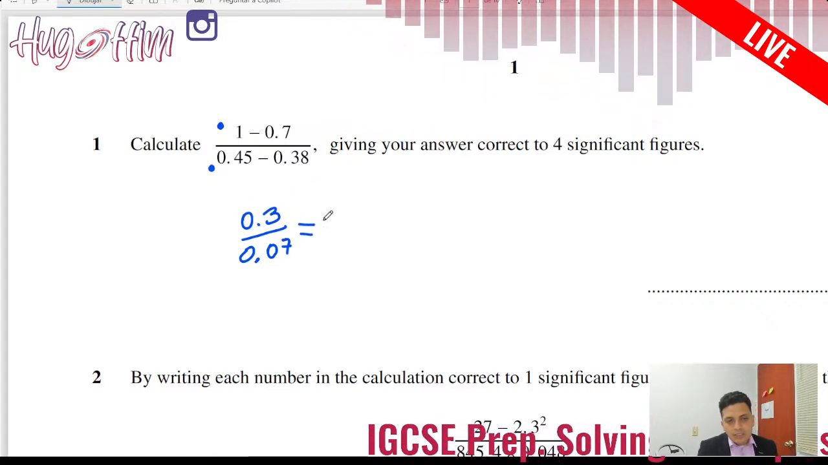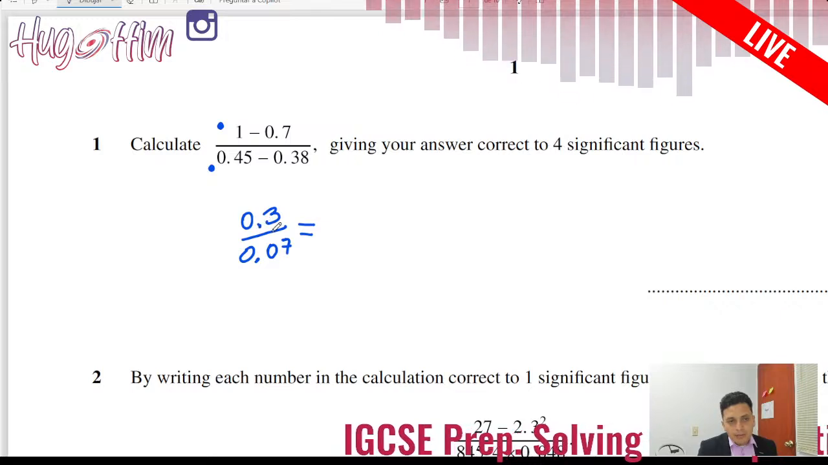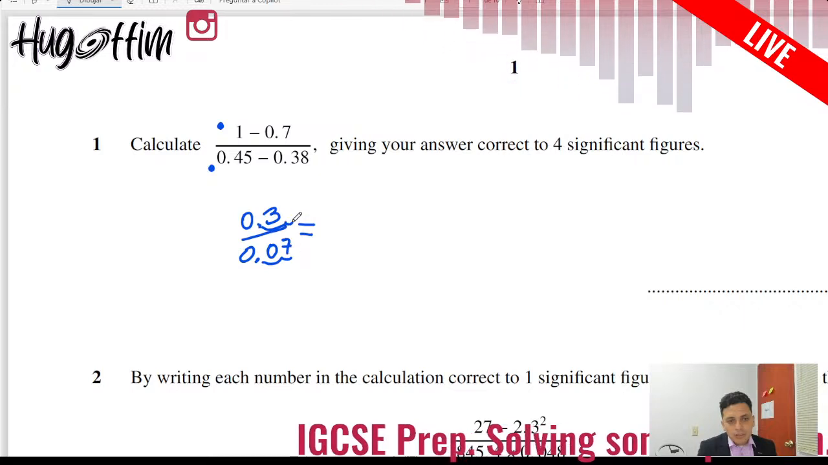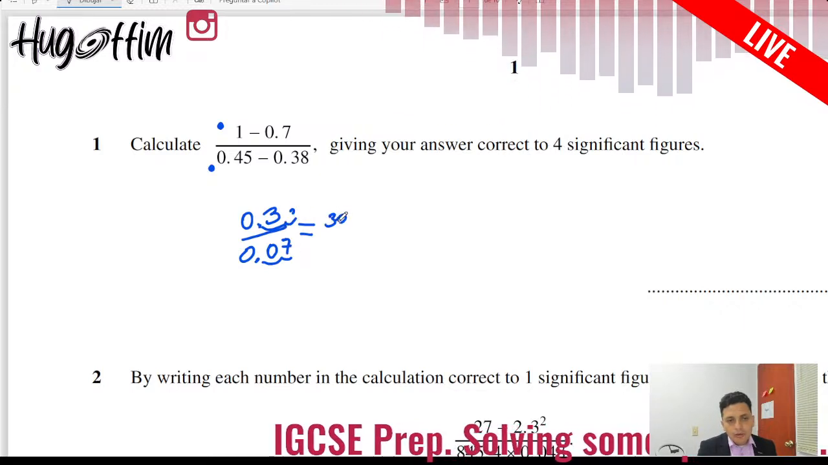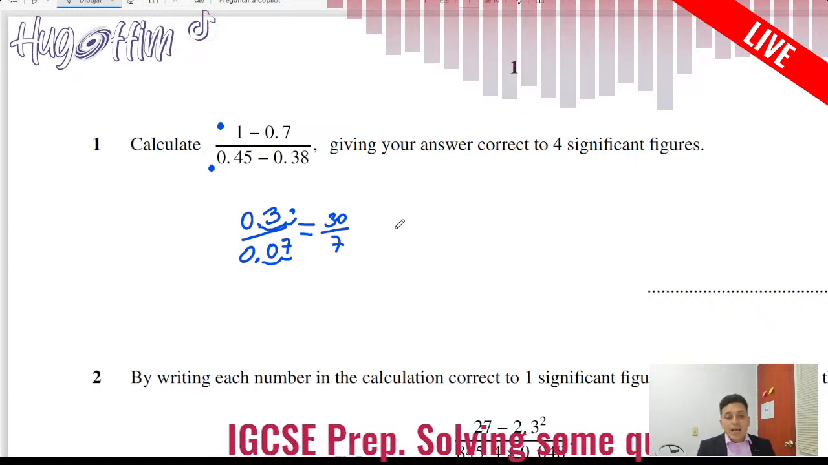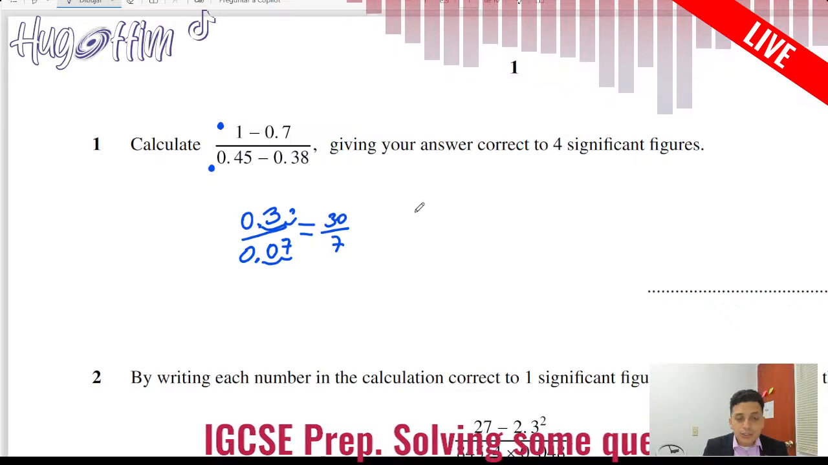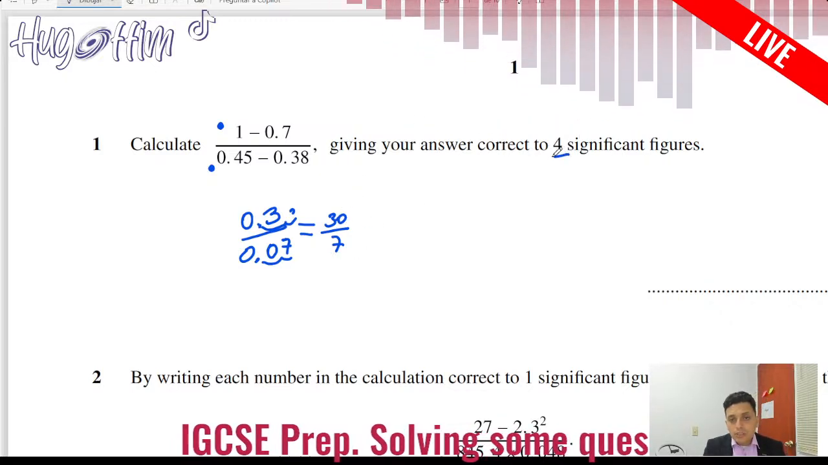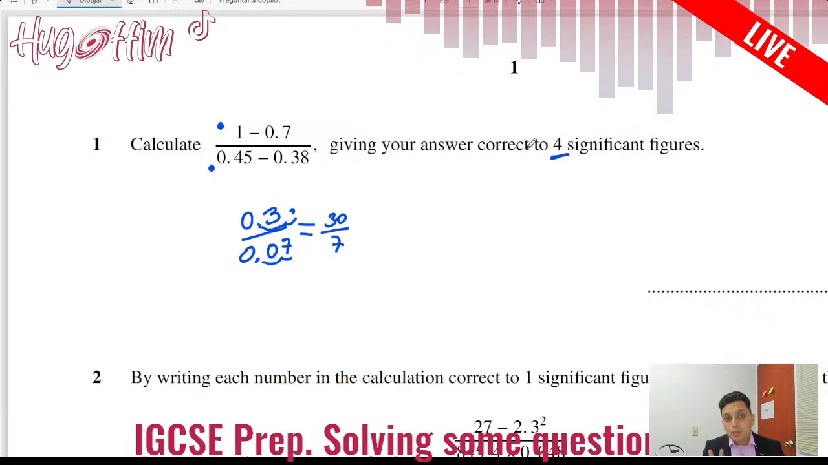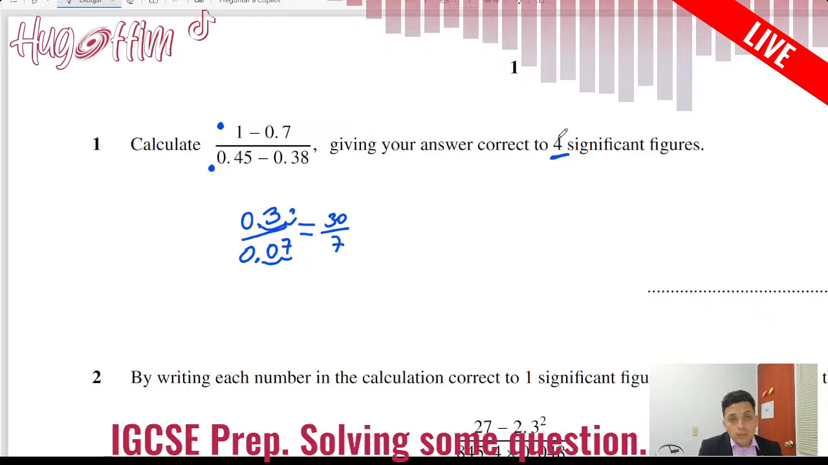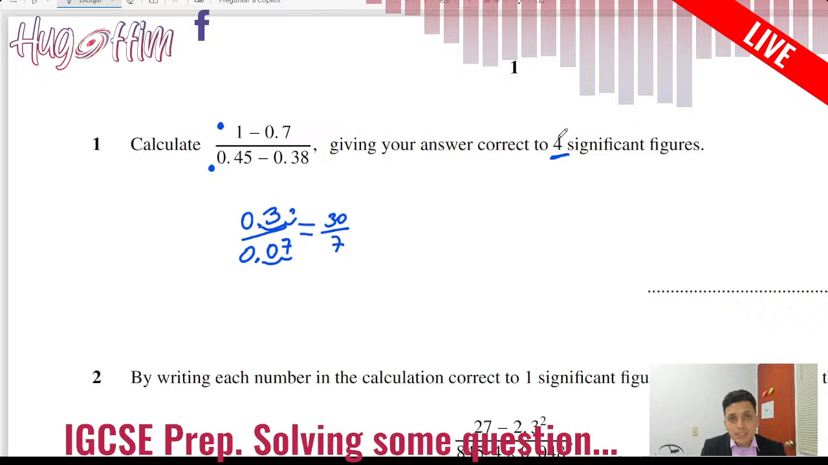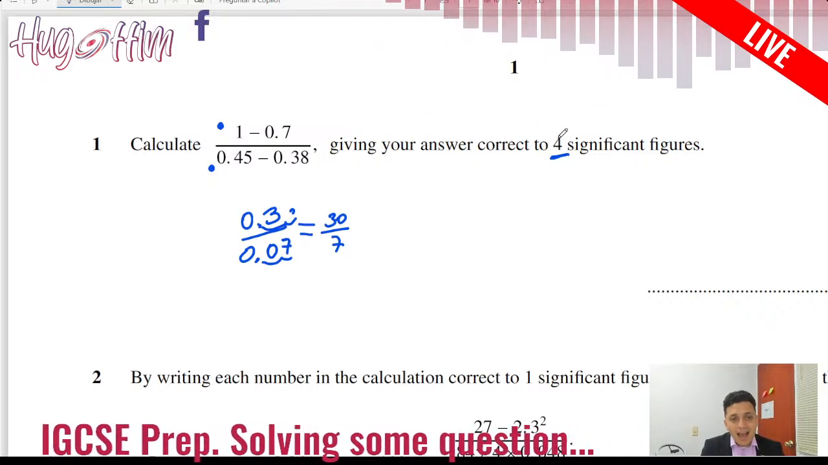And this could be written as, I can multiply by 10 to move the decimal place, and then multiply by 100 to move the decimal place one more. So I got 30 over 7. This is our exact answer, and we just need now to round to 4 significant figures. Remember that in significant figures, if the 0 is in between the numbers, it is significant, and the zeros that are after decimals are significant as well.